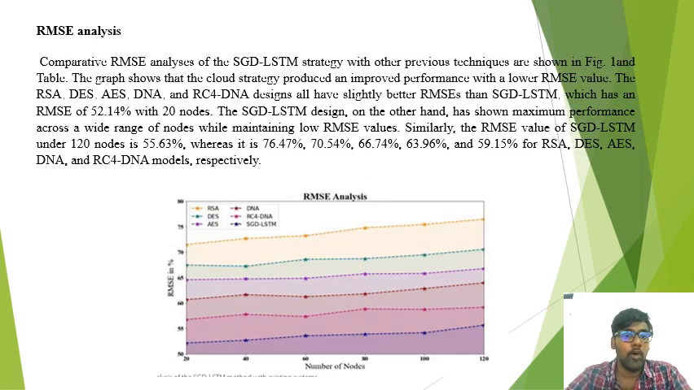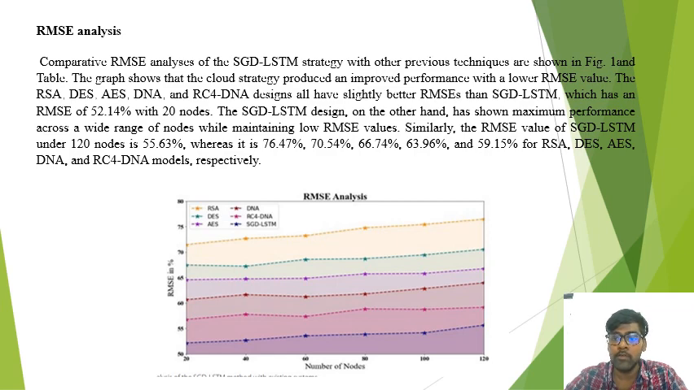RMSE analysis. The comparative RMSE analysis of the SGD LSTM strategy with other previous techniques is shown in the figure and table. The graph shows that the proposed strategy produces improved performance with a lower RMSE value. The RSA, DES, AES, DNA, and RC4 DNA designs all have higher RMSE than the SGD LSTM strategy, which has an RMSE of 52.14% with 20 nodes. The SGD LSTM design has shown maximum performance across a wide range of nodes while maintaining lower error.